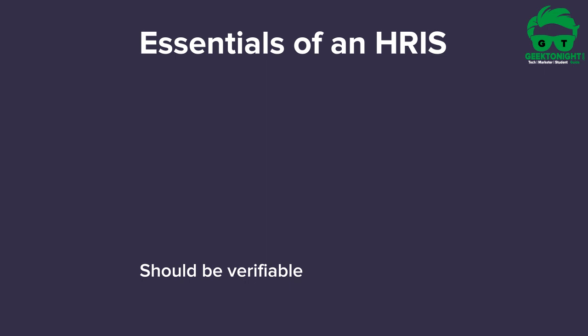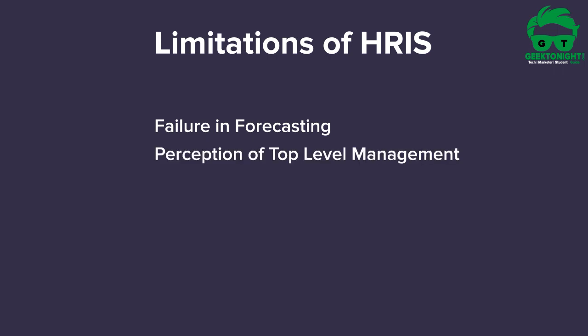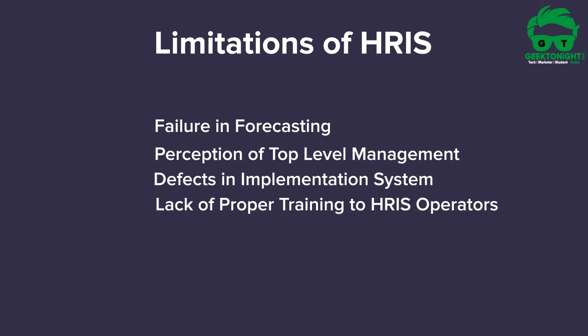After finishing essentials of HRIS, we come to limitations of HRIS. Limitations of HRIS are: 1. Failure in forecasting, 2. Perception of top level management, 3. Defects in implementation system, and 4. Lack of proper training to HRIS operators.